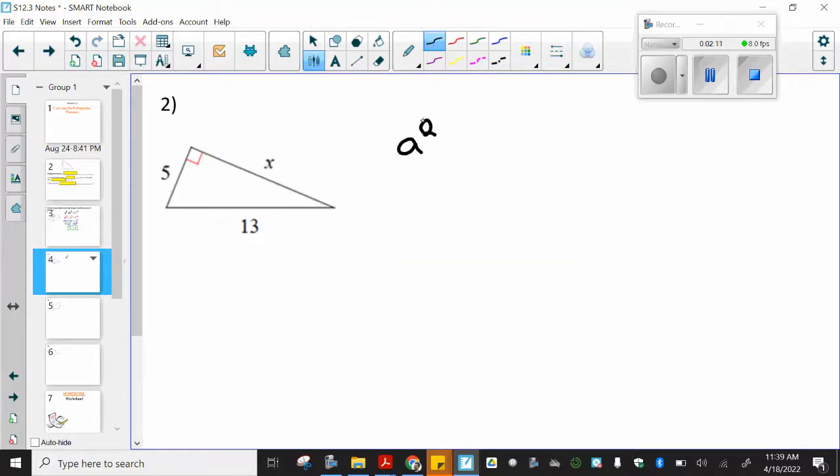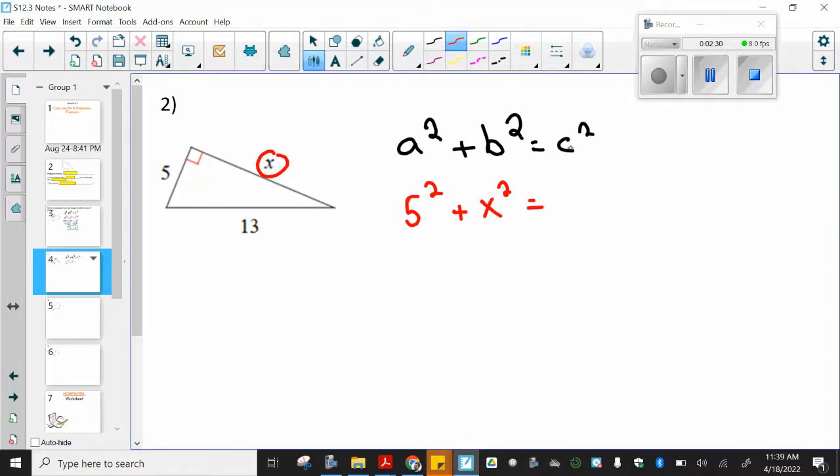a squared plus b squared equals c squared. Let's say a is 5, so 5 squared plus, oh look, x is our next one. x squared equals c squared. That's always our hypotenuse. Here's our hypotenuse, 13, so let's call that 13 squared. Let's expand. 5 squared is 25 plus x squared equals 13 squared, 169. That's just like the last one. We're going to use algebra to solve this.